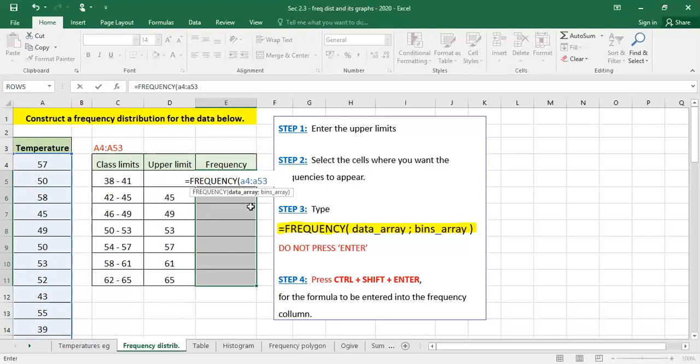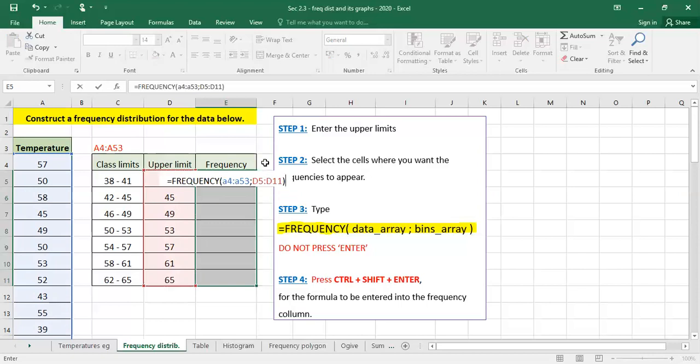The second bit of information it needs, put a semicolon, is the bins array. So what are our upper limits here? Notice it's highlighting D5 to D11 in red, so it shows you where it's done and you can match them up. We close our brackets. We do not press enter.